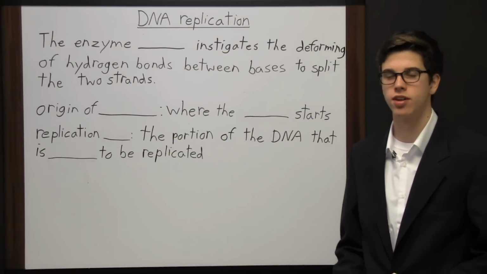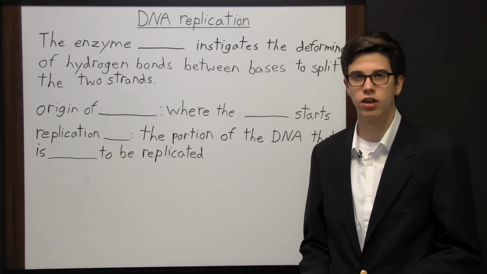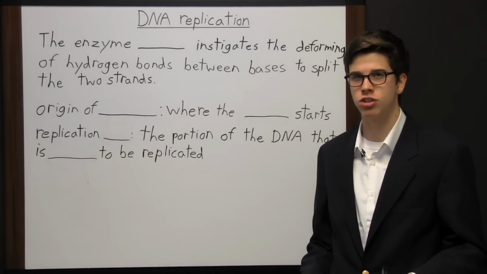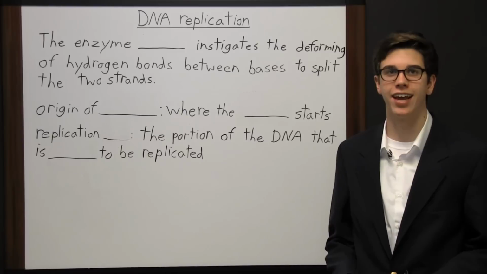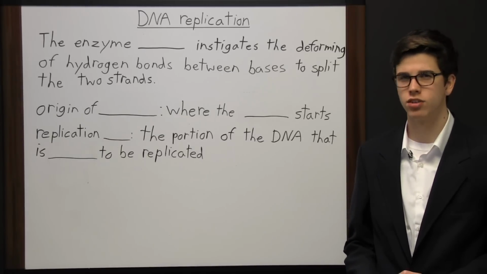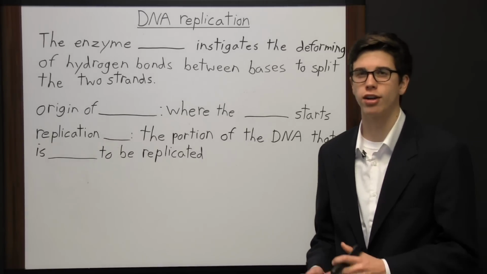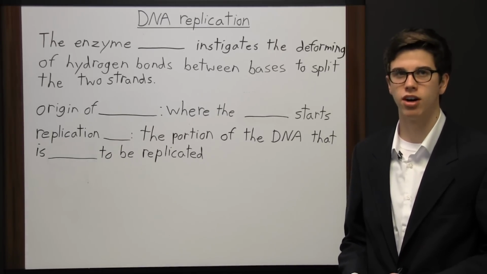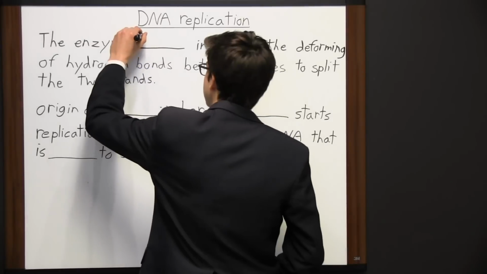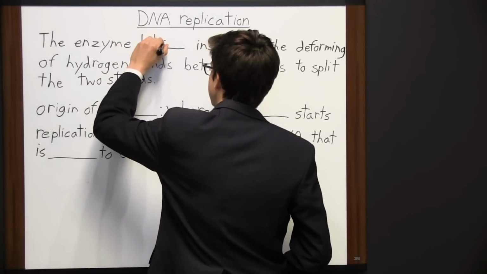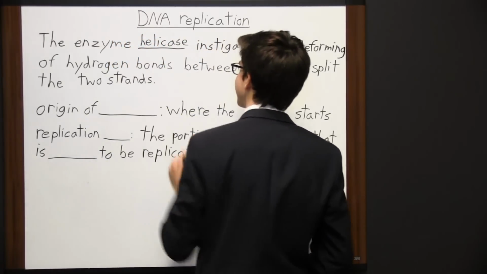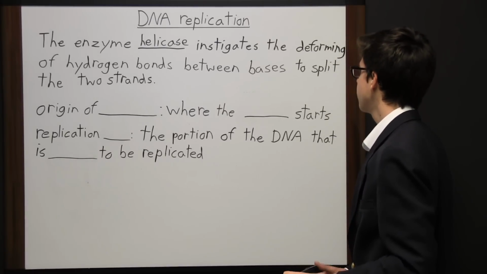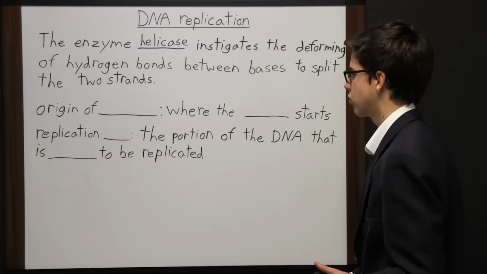Pairs of chromosomes are composed of DNA, which is tightly wound to conserve space. Now, when replication starts, the once tightly wound DNA unwinds. And so the steps in DNA replication are controlled by enzymes. Now, one of these enzymes is called helicase. The enzyme helicase instigates the breaking of hydrogen bonds between bases to split the two strands.